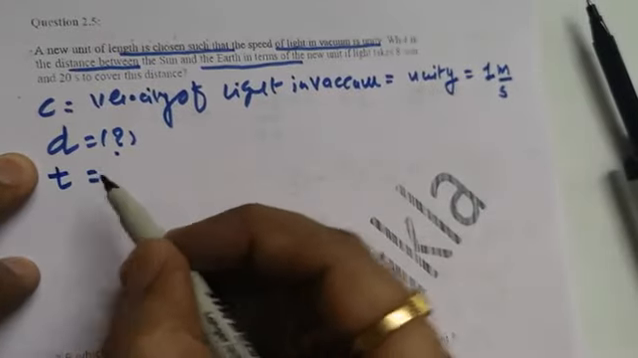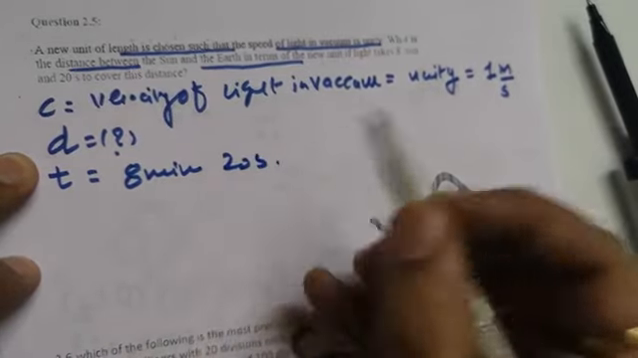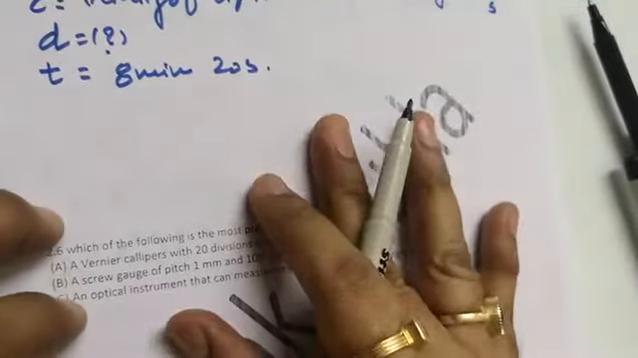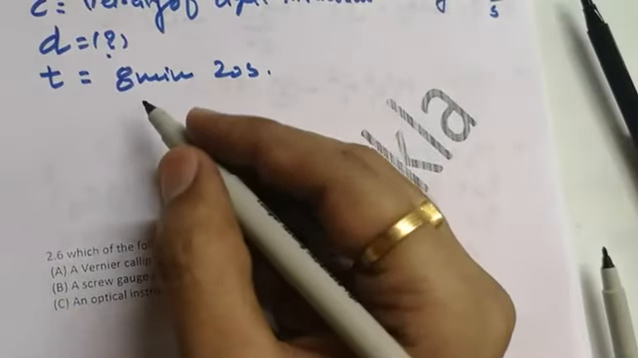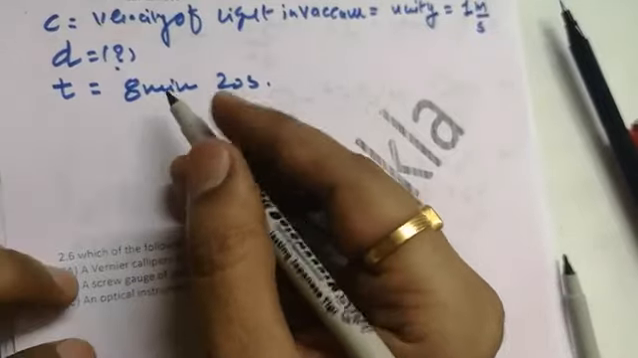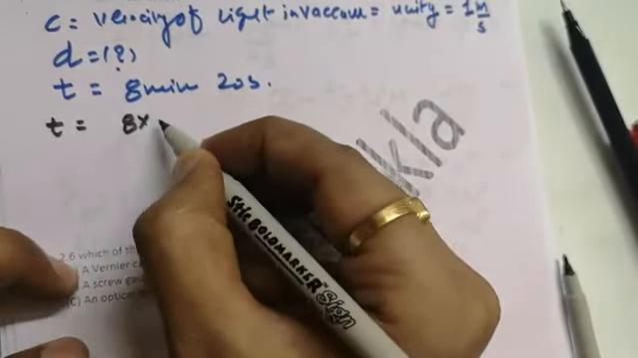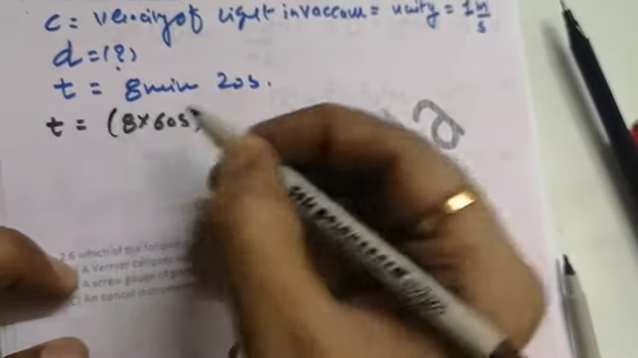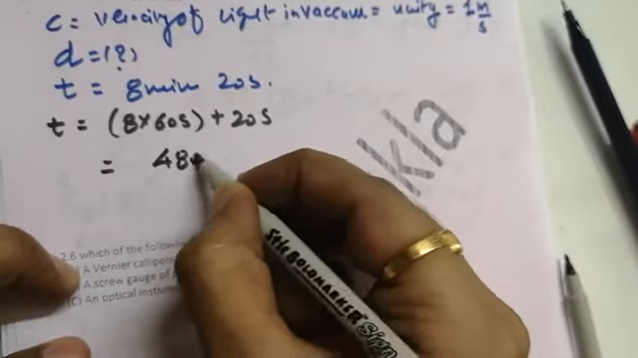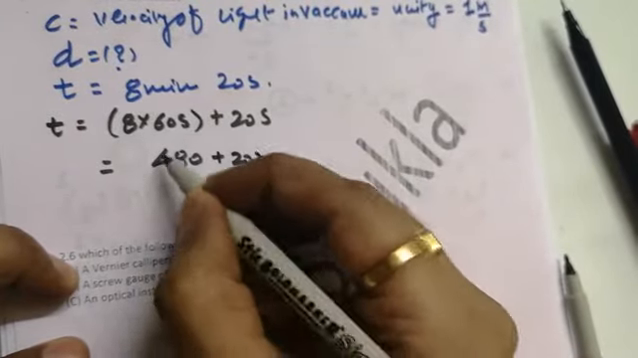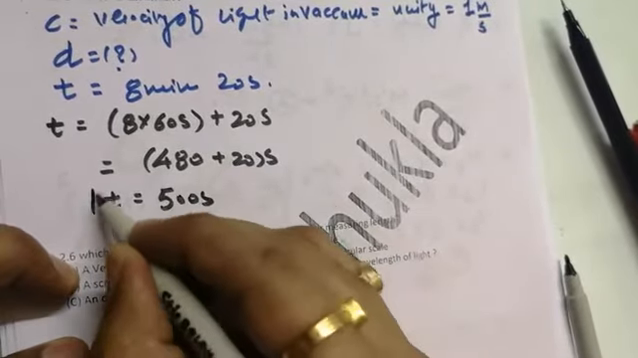And the time it has taken is 8 minutes and 20 seconds. First of all, you are aware that your data contains minutes and seconds. You have to convert all of that data in terms of seconds only. So I am taking 8 minutes multiplied by 60 seconds plus the 20 seconds already there. I have 480 seconds plus 20 seconds, so my time would be 500 seconds.